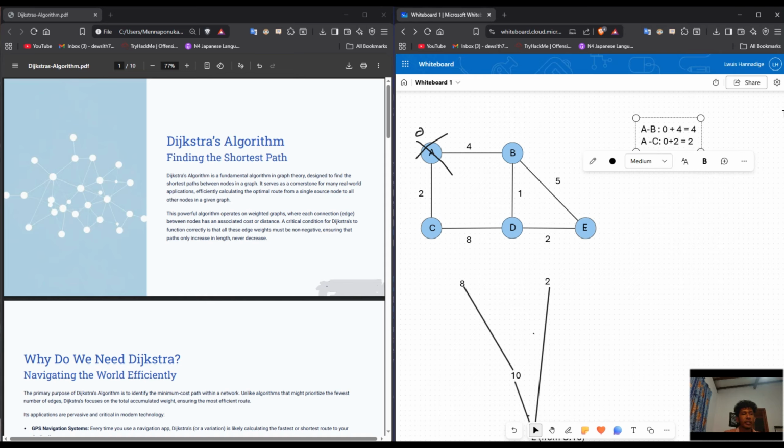Now we are going to step 2. C is the next closest, with 2 as the edge weight. So we can mark it as visited. Okay. Now we are going to do the calculations.